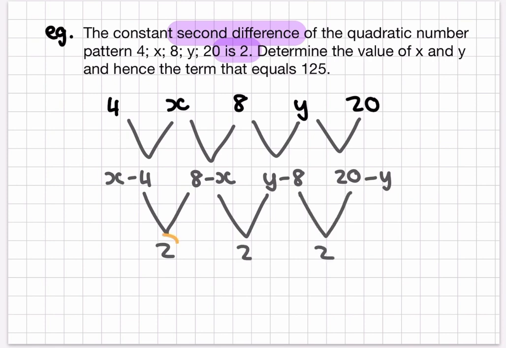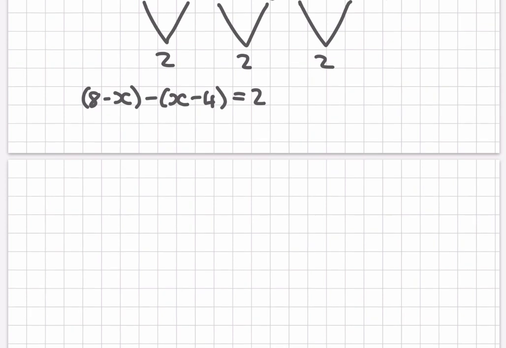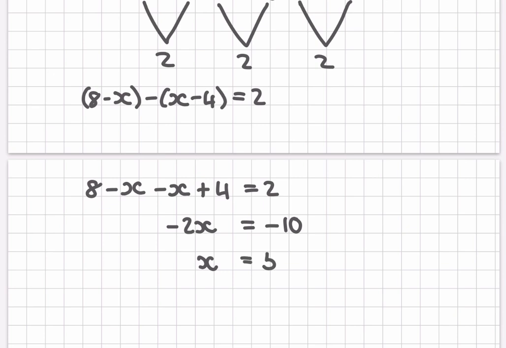Now, we know that this is equal to this minus this. So we can write 8 minus x minus x minus 4 is equal to 2. We're going to simplify this. This is going to become 8 minus x minus x. Don't forget to take the negative, plus 4 is equal to 2. We simplify this to negative 2x equals, I'm going to move the numbers over to the right-hand side, negative 10. Divide by negative 2 on both sides, and we get x is equal to 5.